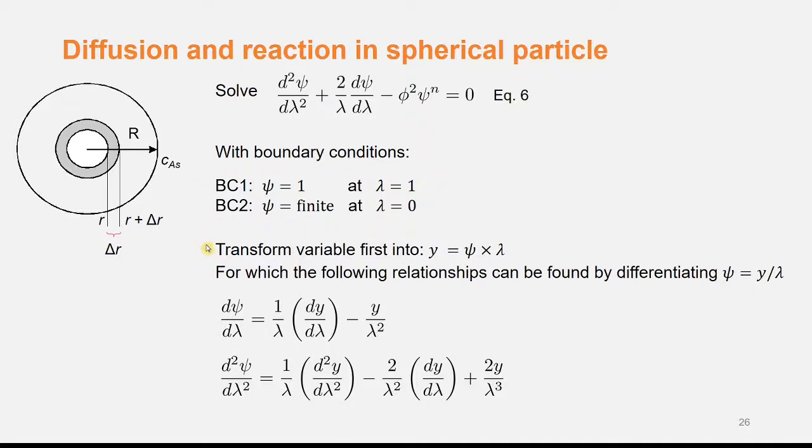To help solve it, we now introduce a variable transformation. Y is equal to psi times lambda. Why this transformation? Well, lots of mathematicians tried to solve this problem in the past, and they tried lots of different transformations until someone found the transformation that reduces the equation to a simple form, something that has a recognizable solution. Often, it is just trial and error until you find something that works.